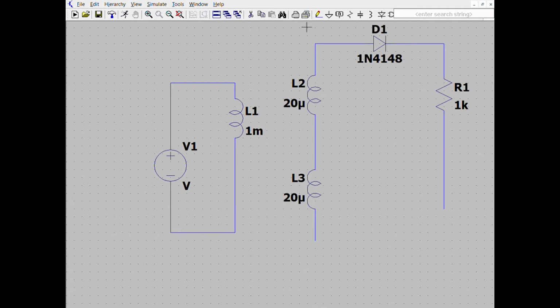After that we can put the ground. So here is the constructed half-wave rectifier circuit. Since the value given in the lab sheet is in AC, you have to set the voltage source here to sine, and then we can put a coupling for the inductors.